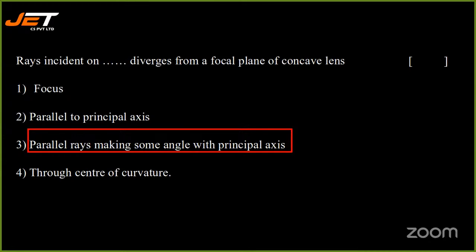So you have parallel rays that are not exactly parallel to principal axis. They are making some angle with principal axis. Then what happens? They get diverged from the focal plane of the concave lens. That is what happens, right? If it is parallel to principal axis, it doesn't diverge from the focal plane. Only because they are making some angle, they will always diverge from the focal plane. Next.